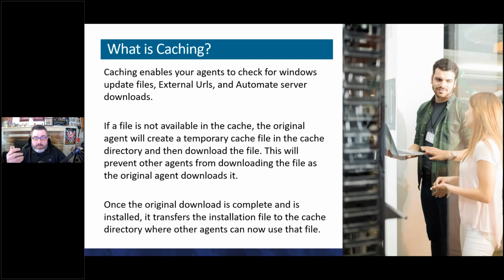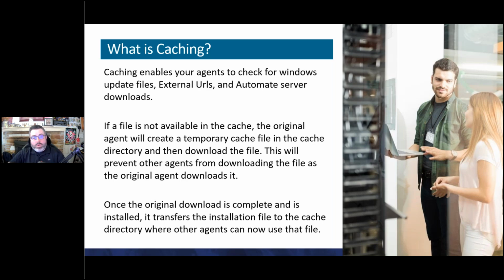And once the original download is complete and is installed, it transfers the installation file to the cache directory where now the other agents can pick up and use that file. Those other agents will see that temporary file. They'll go, okay, I'll wait a minute here. They'll wait for the other agent to finish installing. They'll now check that cache directory again and go, oh, the installer is there. Now I can pull the program locally and install the update or the application or whatever I need to install.